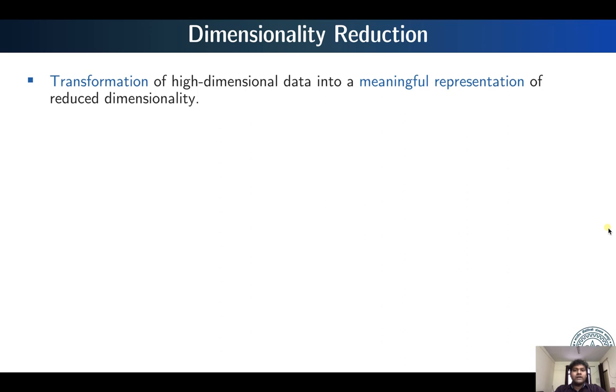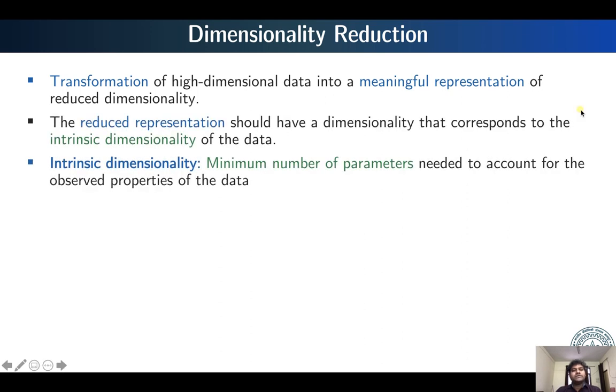So informally, a dimension reduction technique deals with a transformation that results in a reduced dimensional structure as obtained from a high dimensional data. So basically this sort of technique transforms the high dimensional data into a lower dimensional data, but the lower dimensional data must have a meaningful representation. So this reduced dimension representation that is obtained by the dimensionality reduction techniques should have a dimensionality which corresponds to the intrinsic dimensionality of the data.